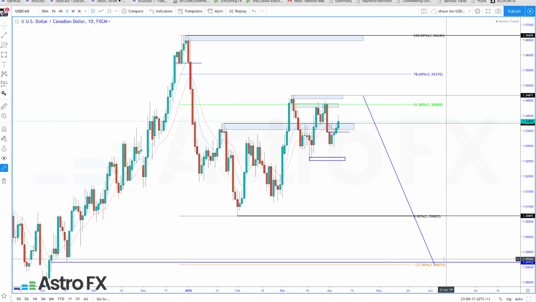Coming in, we can see that the minus 27% extension is quite a few pips away. From current market price, 3,380, let's just say 3,400 down to 2,900, that's 500 pips. So that can give us a scope and give us a target.